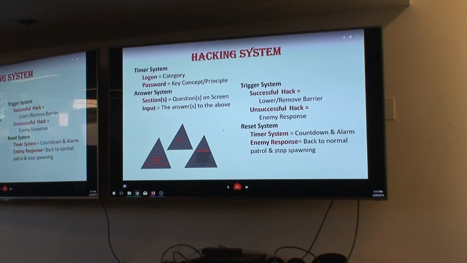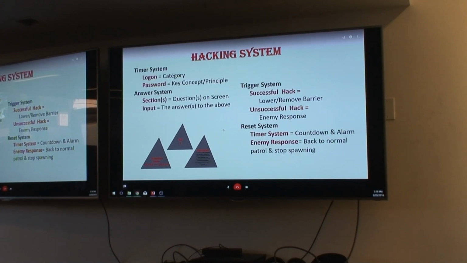How does that look? The key game mechanic inside of this game is what I call the hacking system, and there are 3 different types of system. There's a timer system, so when you log in, there's a countdown timer, and you have exactly 3 minutes to input the information. The answer system is the information for the three fragments of cubes that you put in onto the screen.